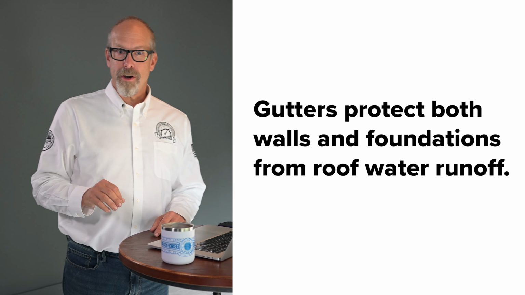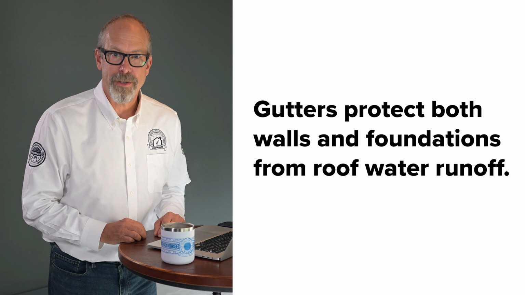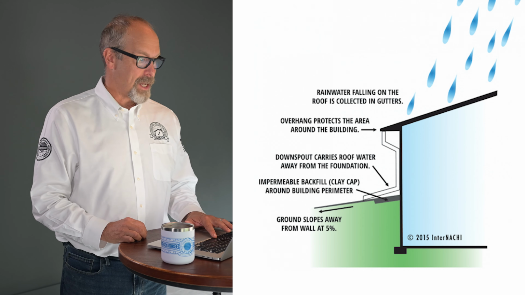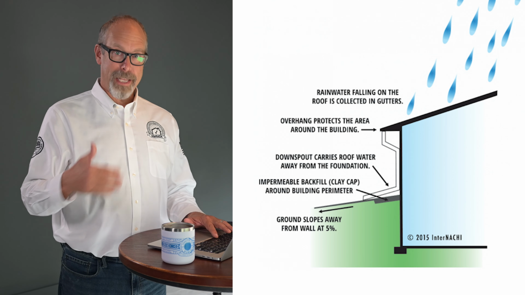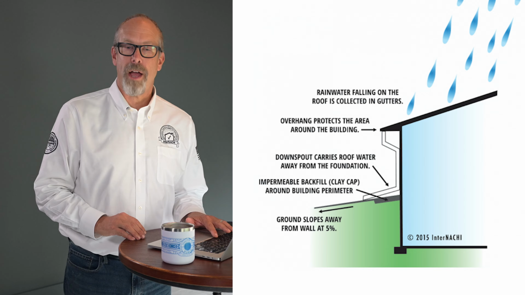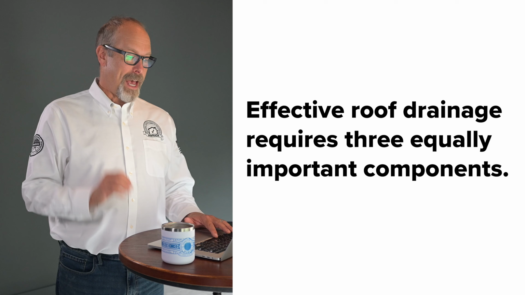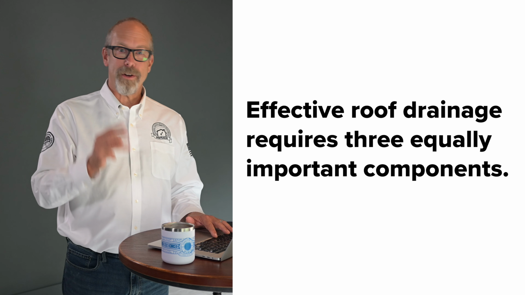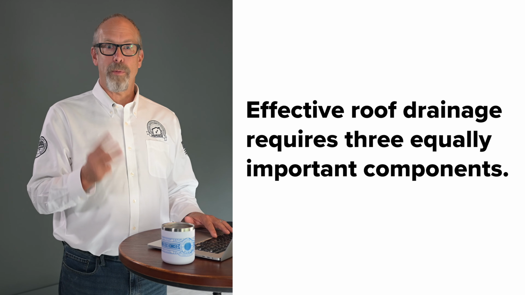While roof overhangs protect walls from direct rain, gutters protect both walls and foundations from roof water runoff. Gutters, downspouts, and leaders form a building's primary drainage system, and they're only as good as their weakest component. Effective roof drainage requires 3 equally important components.